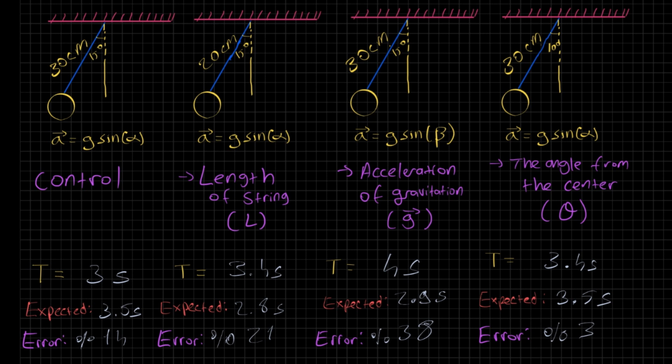And lastly, for the variable angle setup, in the setup where we changed the angle from the center, the measured period was 3.4 seconds compared to the expected value of 3.5 seconds. This result is relatively close to the expected value, which suggests that the angle, as long as it was kept within a small range, didn't contribute much error. It shows that at small angles, our result is going to be more accurate to the formula.